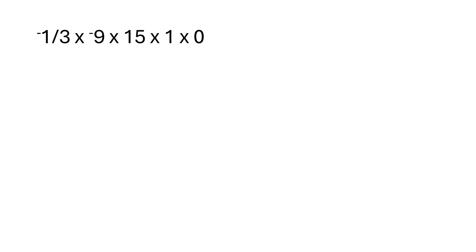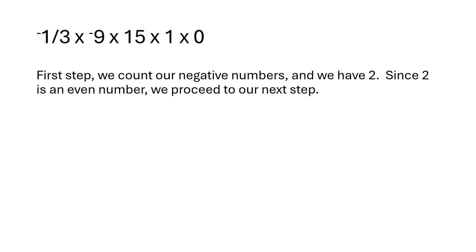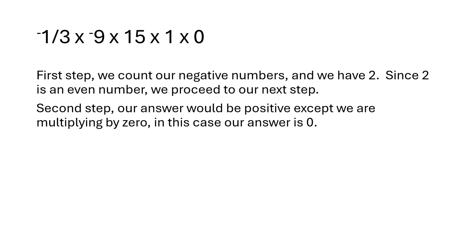In this problem, we have negative 1/3 times negative 9 times 15 times 1 times 0. First, we count the negative numbers, and we have 2 negatives. And so we have our count, we proceed to the next step. And then the second step, our answer would be positive, except we are multiplying by 0, and anytime you multiply by 0 in a multiplication or division math problem, then your answer will always be 0.